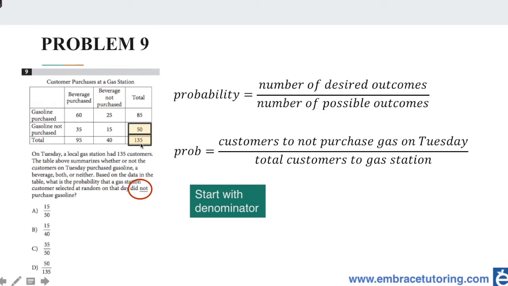Now, that also means that the people who did not purchase gas are the 50, right? The people who did not purchase gasoline but did attend the gasoline station overall. So 50 individuals did not purchase gas out of the total of 135 individuals who did come to the gas station on that day, which makes the probability for this question equal to 50 over 135, right, for my desired outcomes over my number of possible outcomes, which makes D my best answer to question number 9.